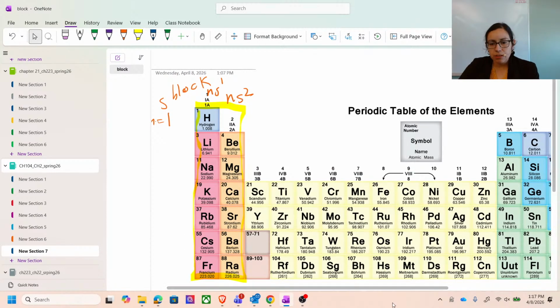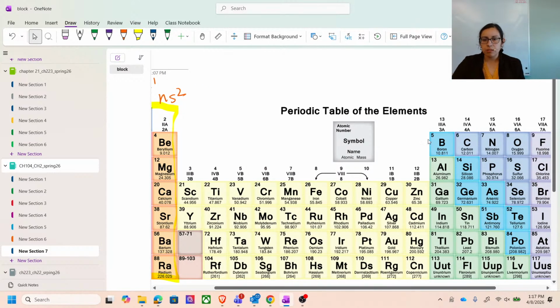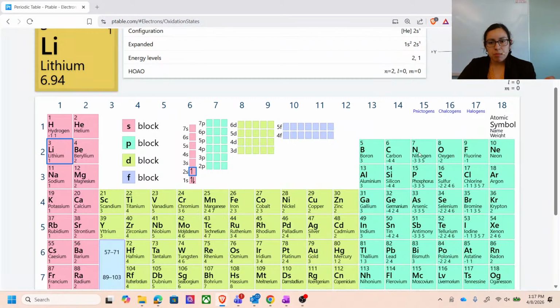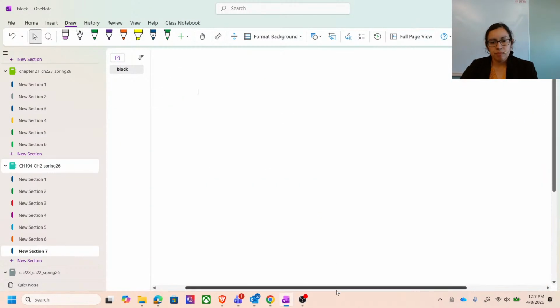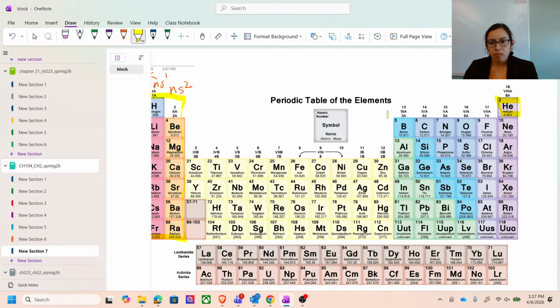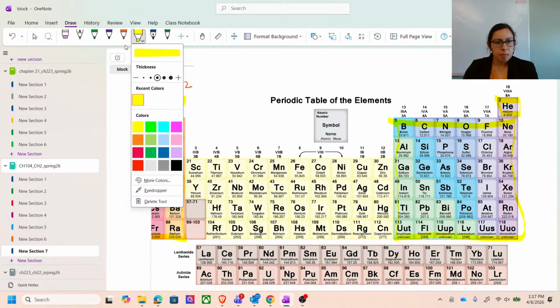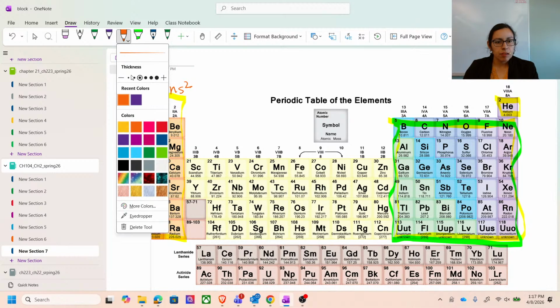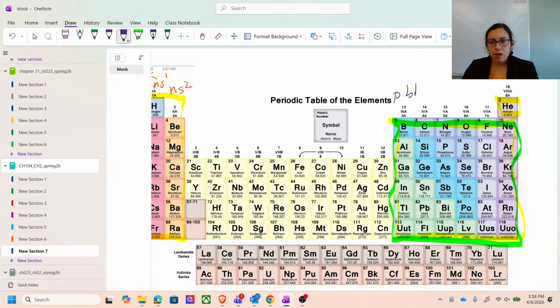All right, so now we start something a little new. Now we start our P block over here. So let's look at our P block so we can kind of see it. It's all these things over here. I'll highlight it. So that's our P block. I should have highlighted it in a different color. So P block. And let's look at what that means for a second.